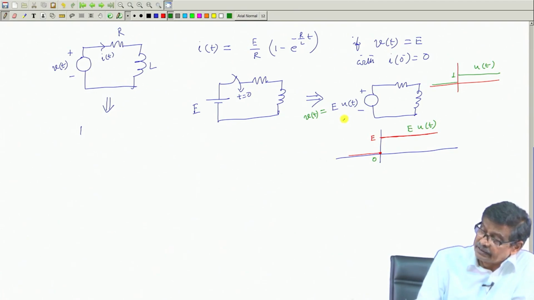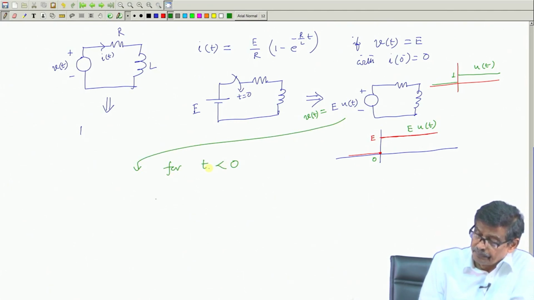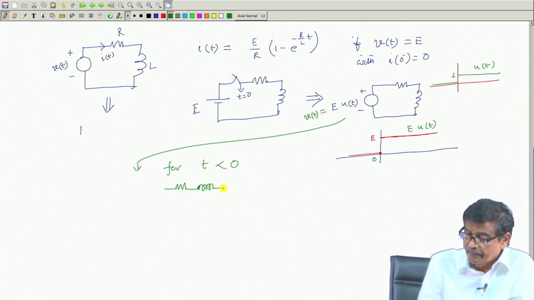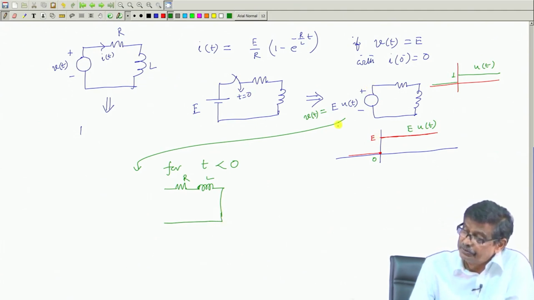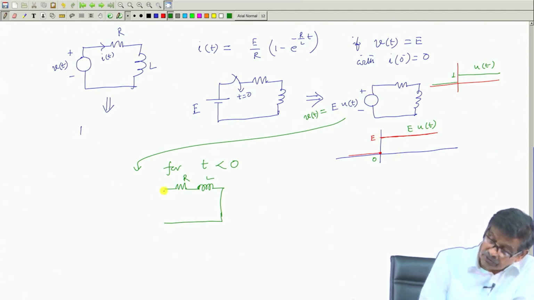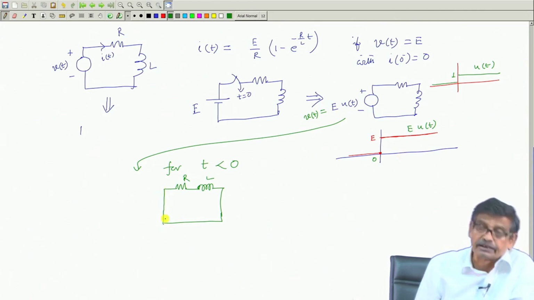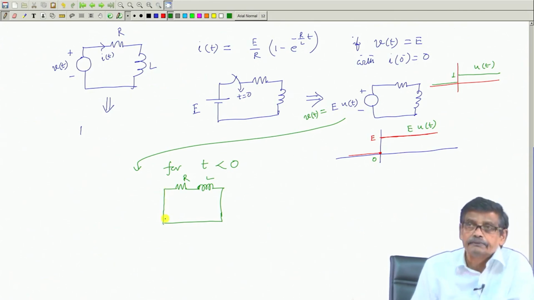So, for t less than 0, this circuit will look like R L. Please follow me very carefully. For t less than 0, applied voltage is 0, because E into u(t). So, I will show this like a short circuit. There was no voltage existing. One may think, okay, it is open circuit, why do you not show that? But my input voltage is 0.